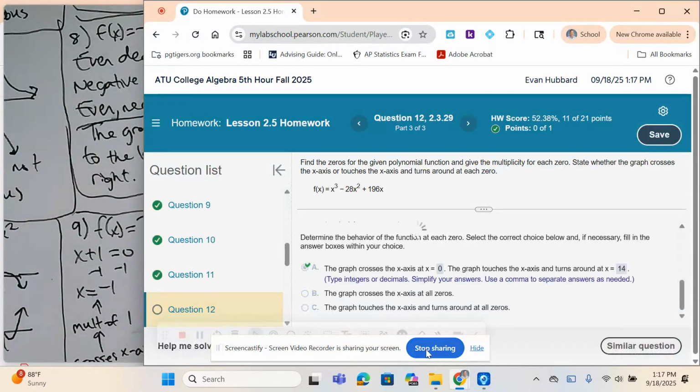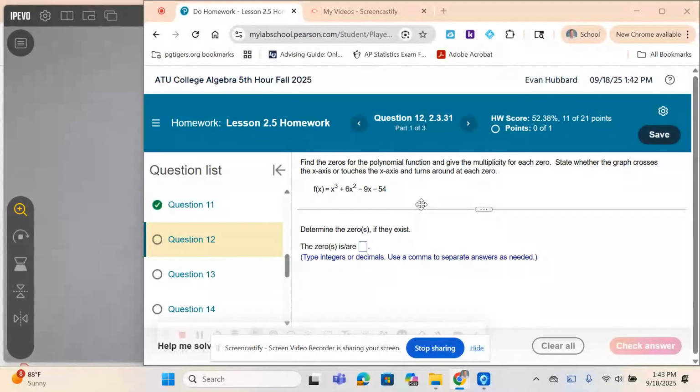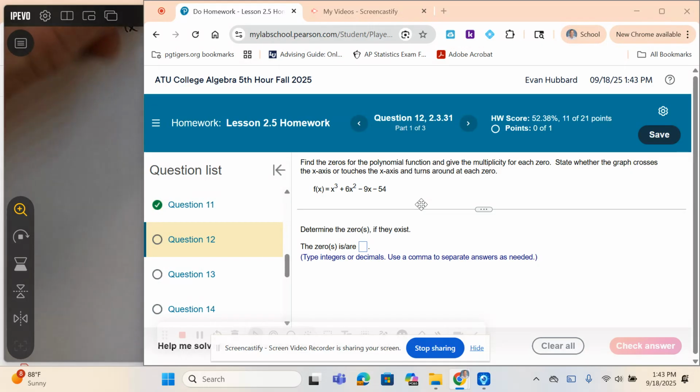All right, what do you have? Find the zeros of the polynomial function and the multiplicity of each zero. So I could write down the function x cubed plus 6x squared minus 9x minus 54.